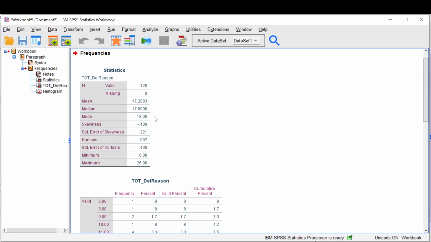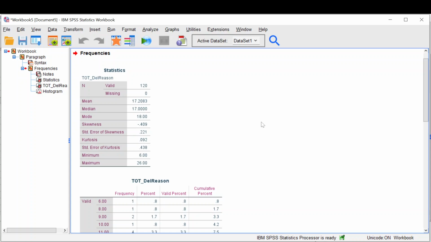The next number, mode, is the most frequently occurring. The median is the exact middle number. So very similar to one another. So that's an important point I want to make here, why I'm showing you the central tendency. 17.2, 17, and 18 are all quite close to one another.